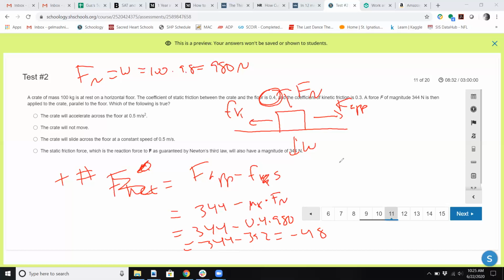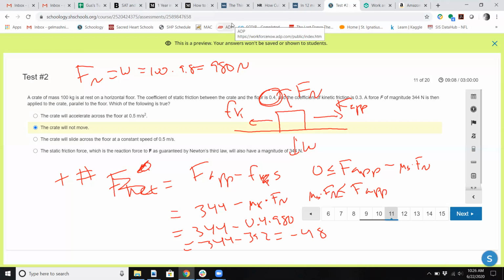That's also kind of why we have this little formula here: F applied minus mu S times Fn. You definitely need that to be positive. So you want this to be greater than or equal to 0, or F applied must be greater than or equal to mu S times Fn. We had that actually in our notes. So it's not going to move. That's that one. Your applied force is not bigger than the static friction force, so it's just not going to move. And there's no other forces acting parallel to the surface. So that's that one there.